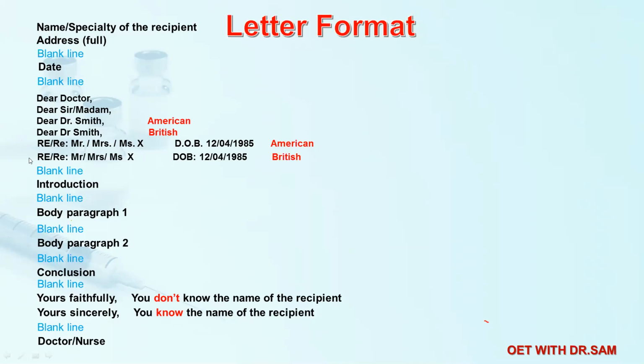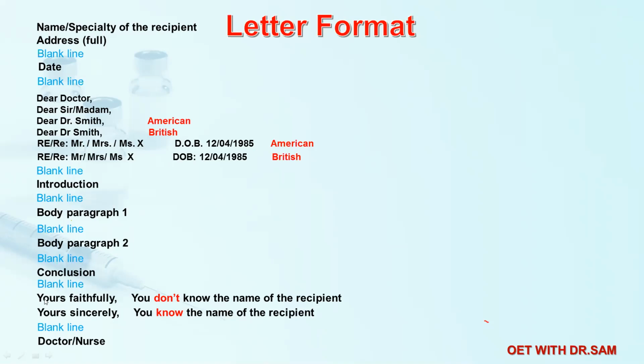Then you write the subject regarding Mr, Mrs, Ms X without periods, and DOB without periods with this colon, one space, day, month, year, regarding the British English style. Then a blank line, then introduction, then blank line, then first body paragraph, then blank line, then second body paragraph, then blank line, then conclusion, then another blank line.